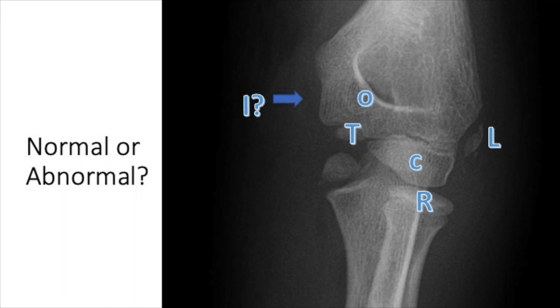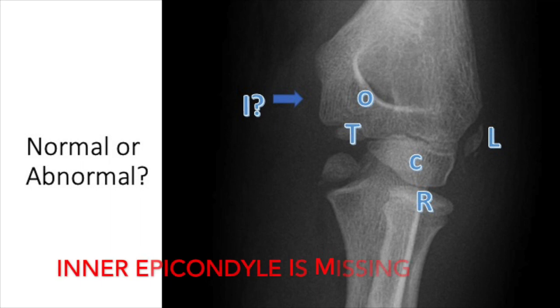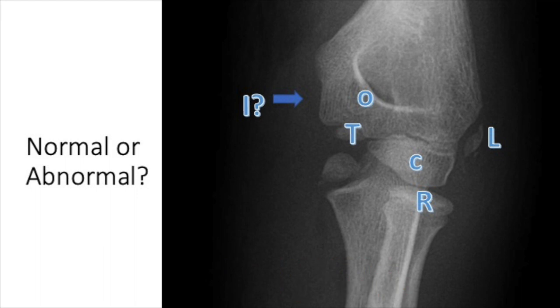I see the capitulum. I see the radial head. I don't see the inner epicondyle. I see the olecranon, and this is the trochlea, and I see the outer epicondyle. This is missing, and if you look closely, this has gone into the elbow joint just above the ulna. So this is an abnormal X-ray.